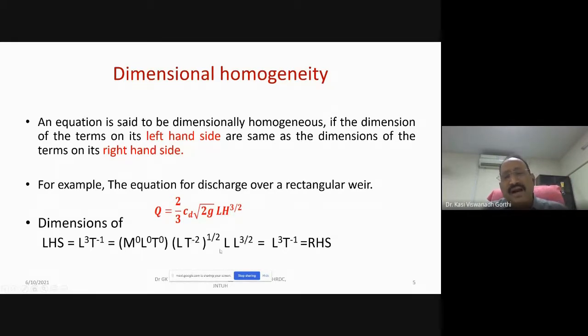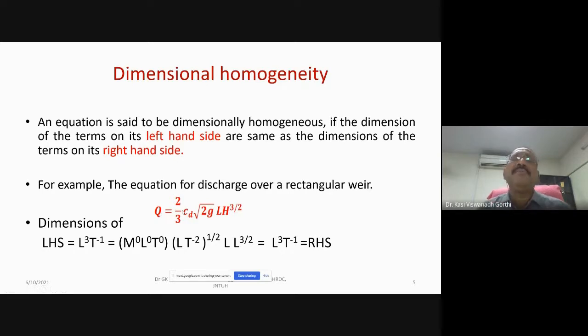So if you simplify all the right hand side, you have M to the power 0 anyway, L to the power half here, L to the power 3 by 2. So your total is L cube. Similarly, t to the power minus 1, and there is no other term. So your L cube t to the power minus 1 is the dimensional formula for the right hand side of the equation. Left hand side, L cube t to the power minus 1. Right hand side, L cube t to the power minus 1, which indicates that the given equation is dimensionally homogeneous.